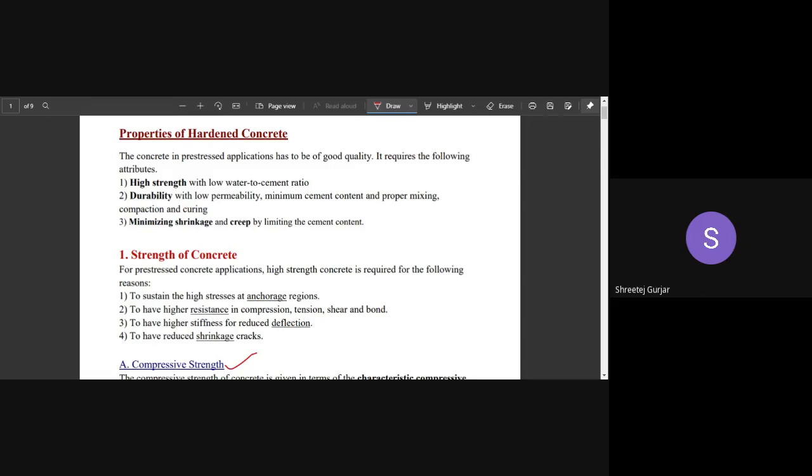So I am stressing on these properties of concrete and steel more, because once you understand how the properties of your concrete and steel are, you will easily understand how they are used in your pre-stressing works, right? So you need to understand the properties of your concrete and your steel. It is very important with respect to your syllabus and your subject point of view. But when it comes to your exam point of view, it is not very important. So you need not worry if you have not completely understood the properties of concrete and steel.